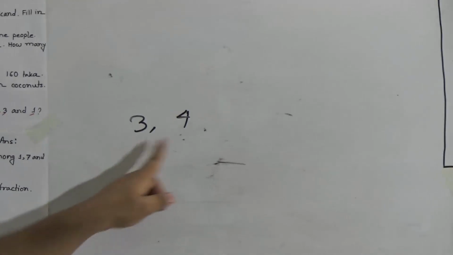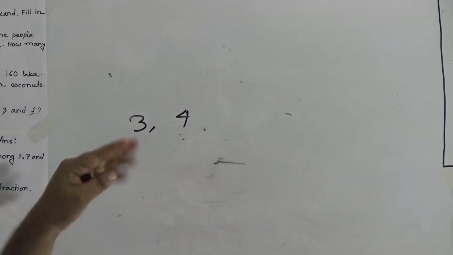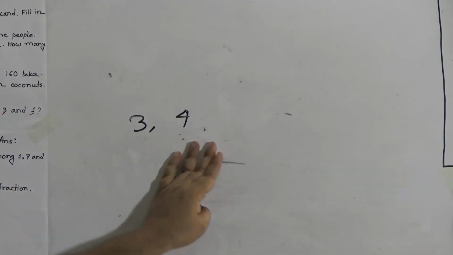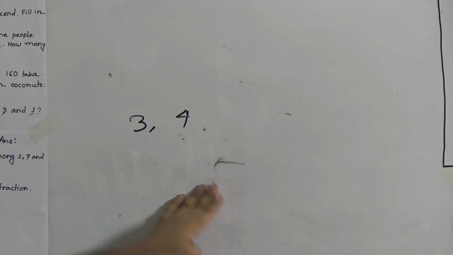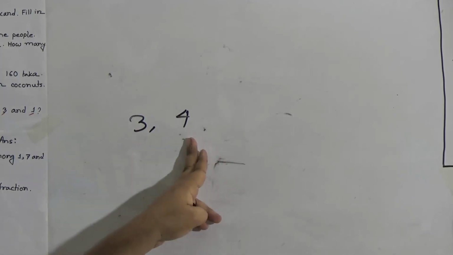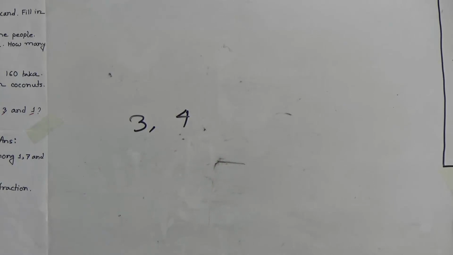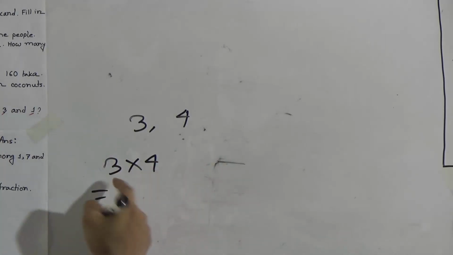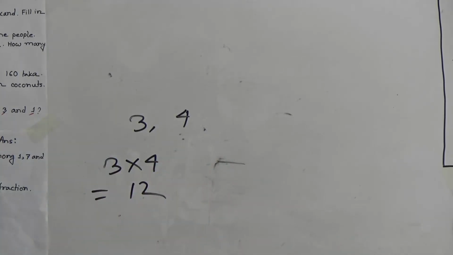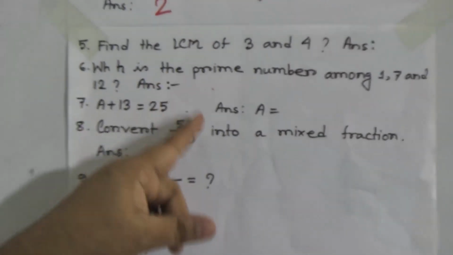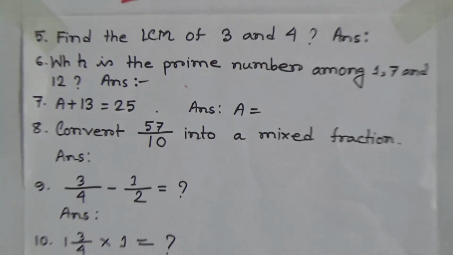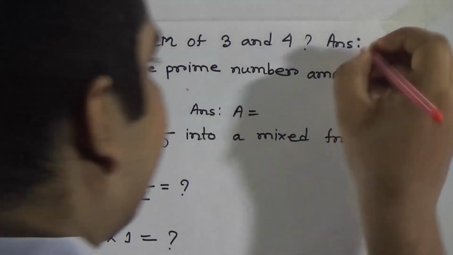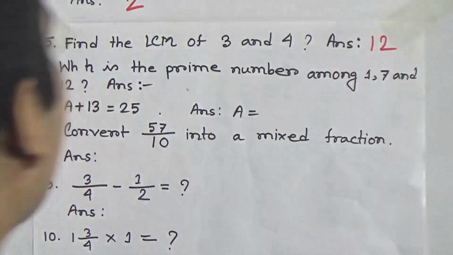Notice, 3 and 4 are two numbers, but there are no common prime factors between 3 and 4. So we can multiply these two numbers and we get the required LCM. So 3 multiplied by 4 is 12. So the LCM of 3 and 4 is 12. So write 12 here. Okay.